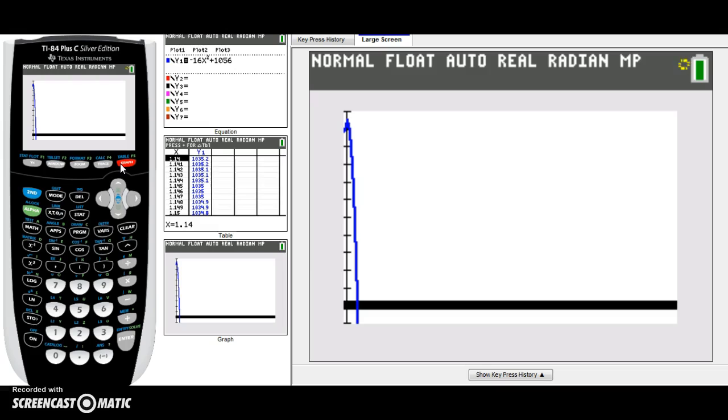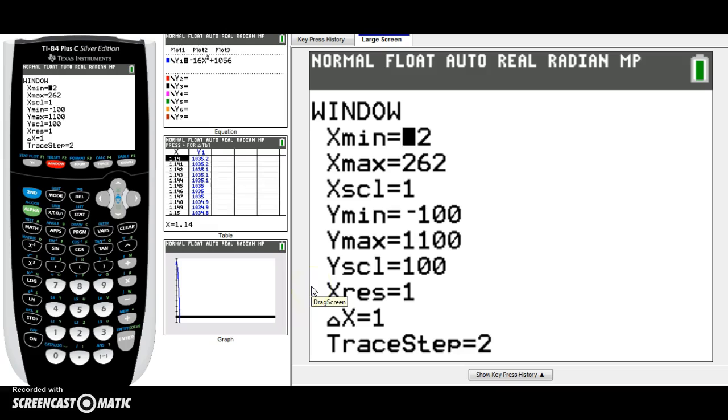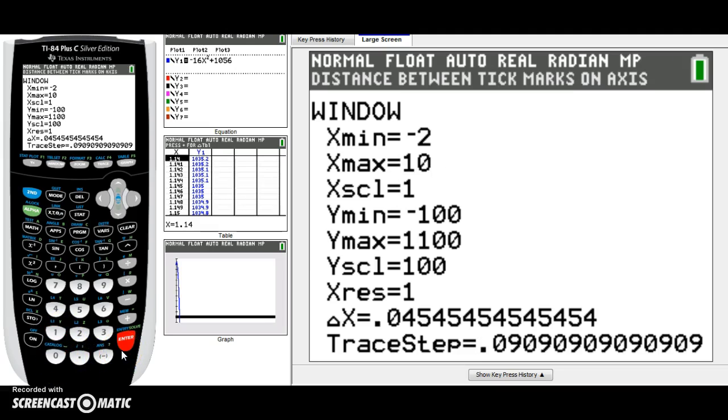Ooh, something went wrong. Back to window. Okay, well it changed my x max. So if you do have a new calculator, do not change this because it's just going to change it for you. So we're going to change my x max back to 10, not 262. So that's one thing I don't like about these new calculators. And then it should be fine from there.